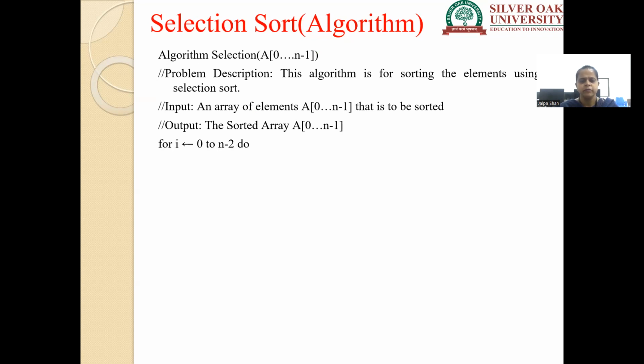Now starting with the first outer loop, that is for I equal to 0 to n minus 2, do. Here we have to assign minimum equal to I.